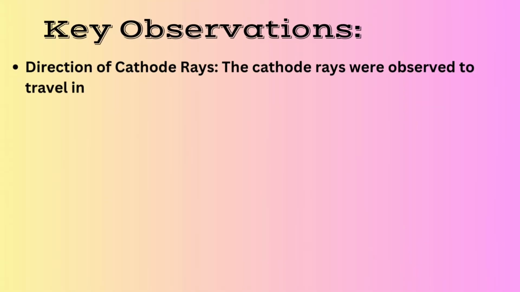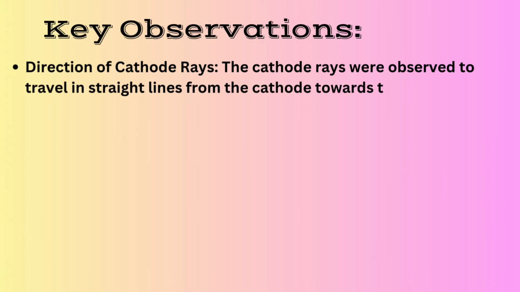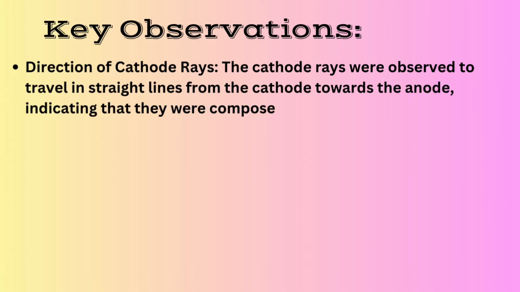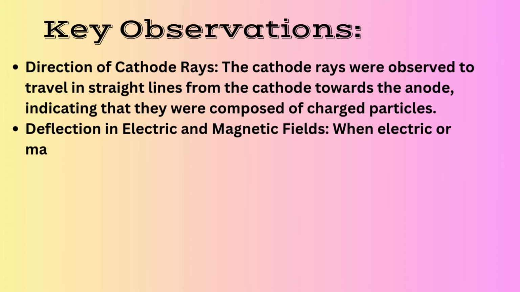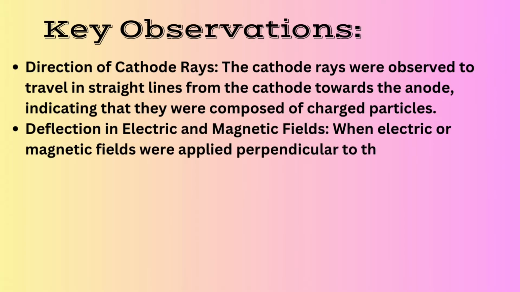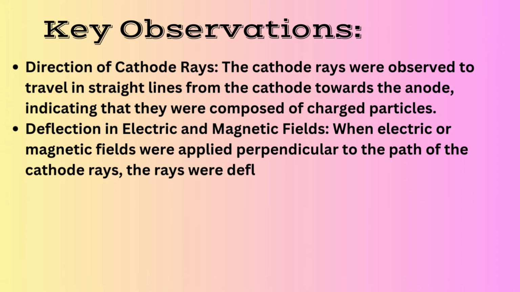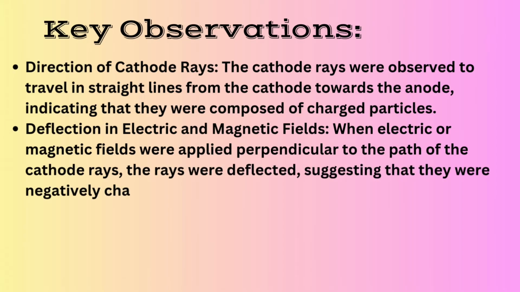The cathode rays were observed to travel in straight lines from the cathode towards the anode, indicating that they were composed of charged particles. Deflection in electric and magnetic fields. When electric or magnetic fields were applied perpendicular to the path of the cathode rays, the rays were deflected, suggesting that they were negatively charged particles.